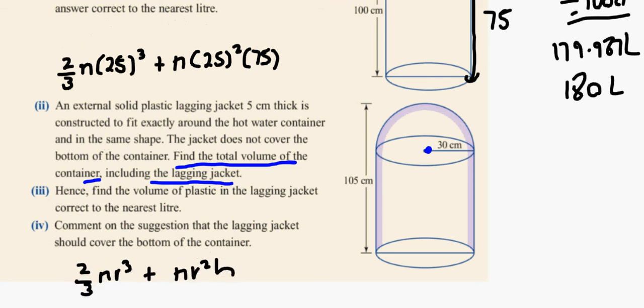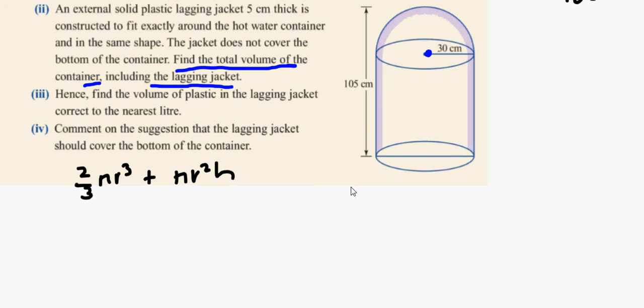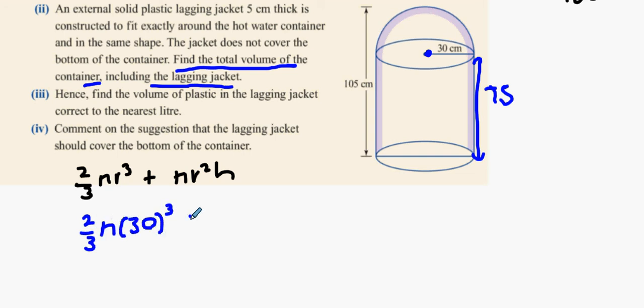What's the new radius? 30. What do we think of the height? Still 70. 75, isn't it? So let's try this out. pi times 30 cubed. This one ain't so bad. Alright, what you get for that?